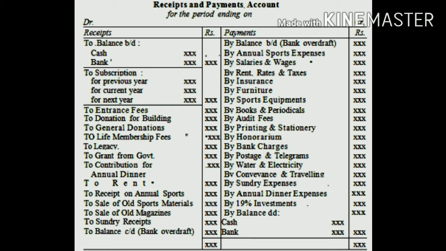Next, let's move on to the credit side, which is payments. By balance BD, bank overdraft, by annual sports expenses, by salaries and wages, by rent rates and taxes, by insurance, by furniture, by sports equipments, by books and periodicals, by audit fees, by printing and stationery, by honorarium, by bank charges, by postage and telegrams, by water and electricity, by conveyance and travelling, by sundry expenses, by annual dinner expenses, by investments, by balance BD, cash, bank. Add both the amounts and enter the amount in the rupees column.